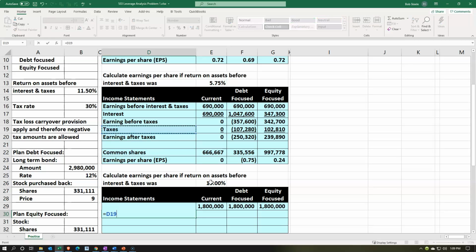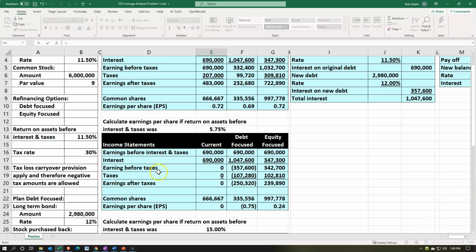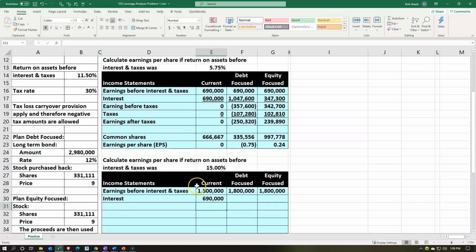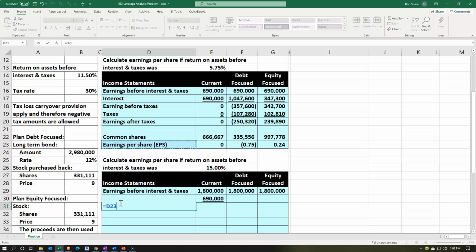We're going to say, all right, now the interest for the current scenario is just going to be that 6 million times the 11.5. Let's put the underline here, home tab, font group, underline. That's going to give us our earnings before taxes. Earnings before taxes now being equal to 1,008,000 minus the 960.